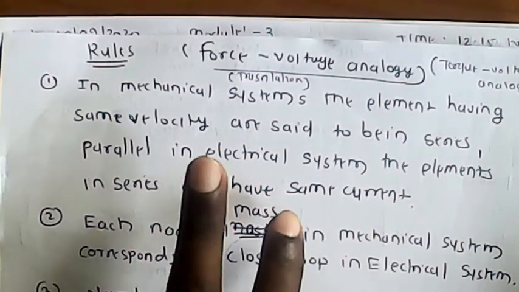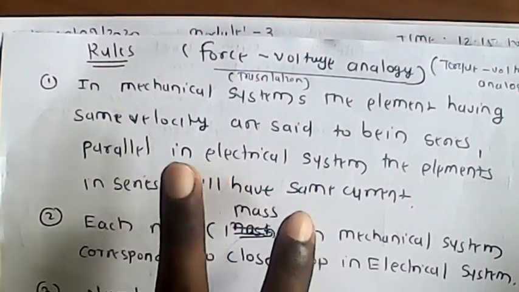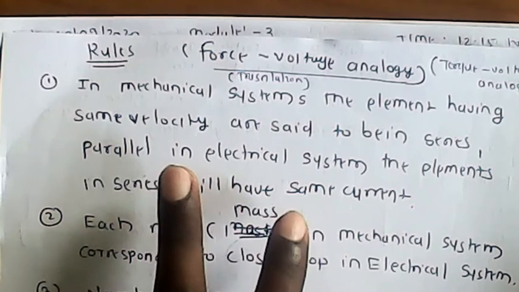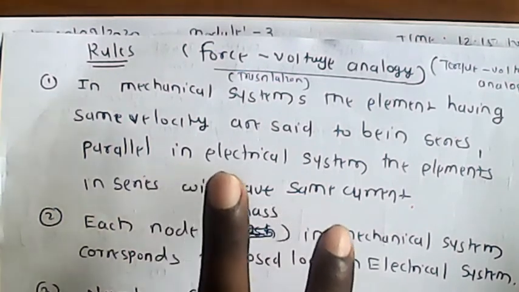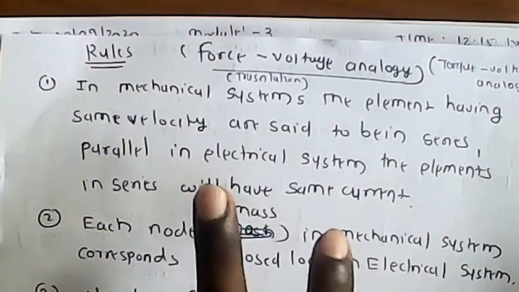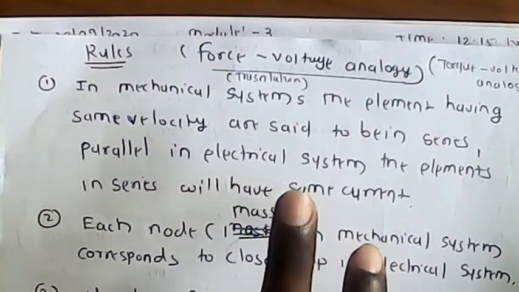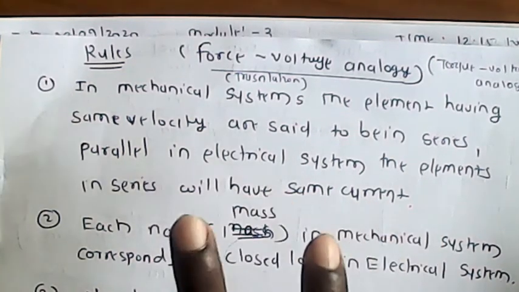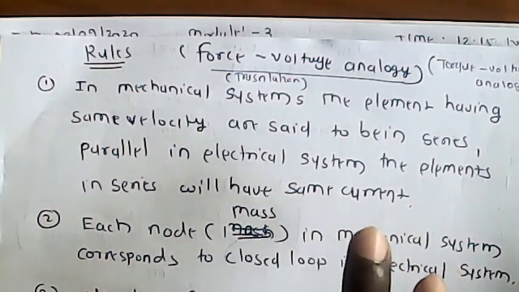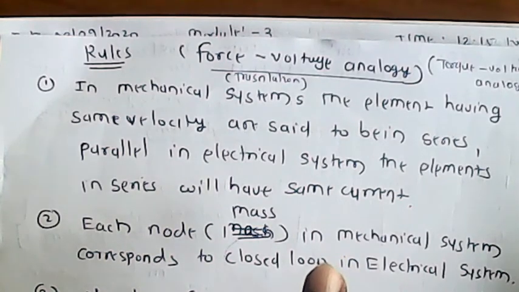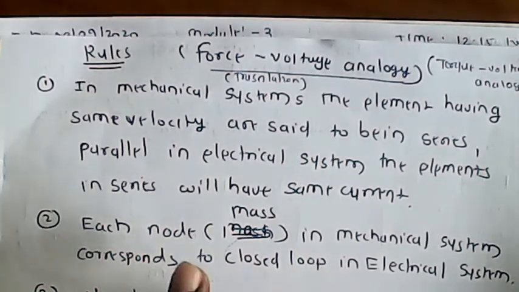In a mechanical system, elements having the same angular velocity are said to be in series, and in parallel otherwise. In an electrical system, elements in series have the same current. So elements with the same angular velocity in the mechanical system correspond to elements having the same current in the electrical system. This is the first rule.